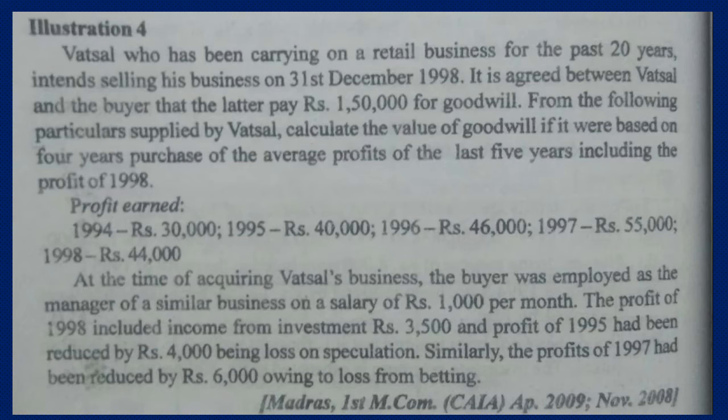Then the profit of 1998 includes the income from investments, that is 3,500, and the profit of 1995 had been reduced by 4,000 loss on speculation. Similarly, the profit of 1997 had been reduced by 6,000 owing to loss on betting. So these are the effects that should be given now. Okay, so now let us see. This is an example.